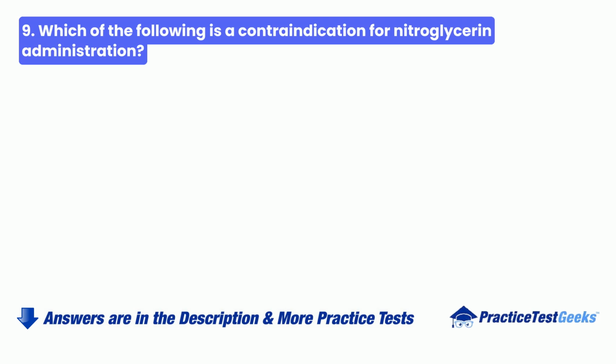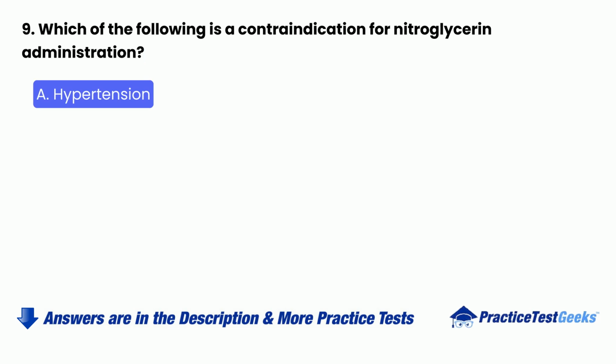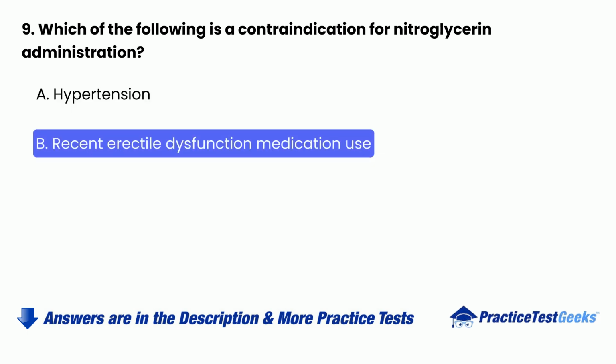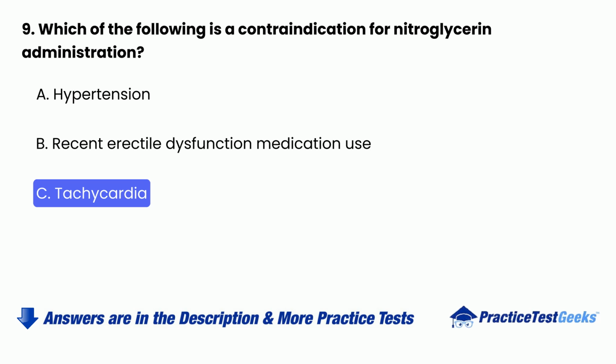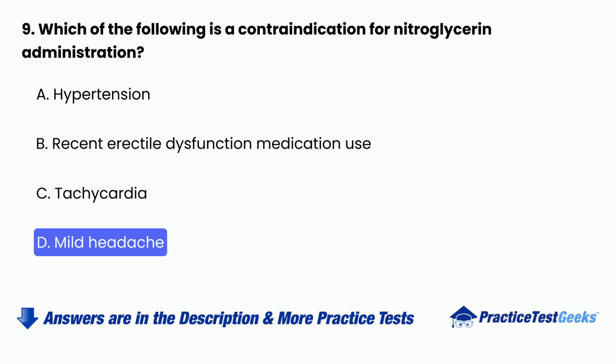9. Which of the following is a contraindication for nitroglycerin administration? A. Hypertension. B. Recent erectile dysfunction medication use. C. Tachycardia. D. Mild headache.